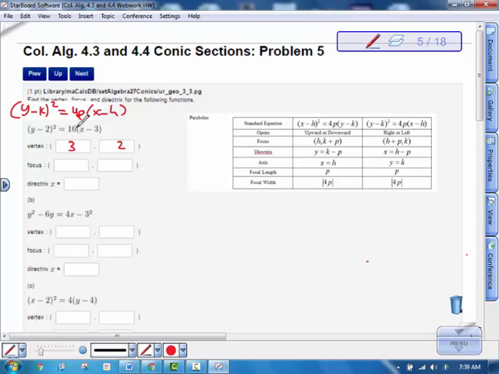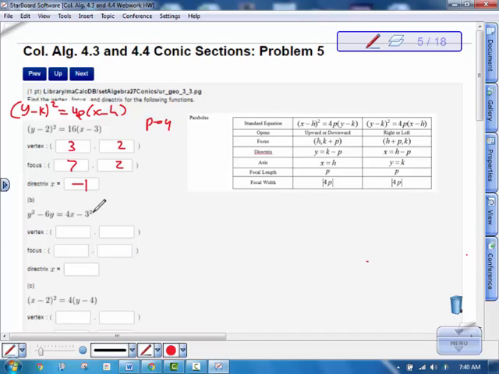p is 4 because 16 has to match with 4p. So if we know that p is 4, we can use this for the focus, which is h plus p, so it'd be 3 plus 4, which is 7, and then comma k, which is 2. Then the directrix is the line x equals h minus p. So that'd be 3 minus 4, which is negative 1.